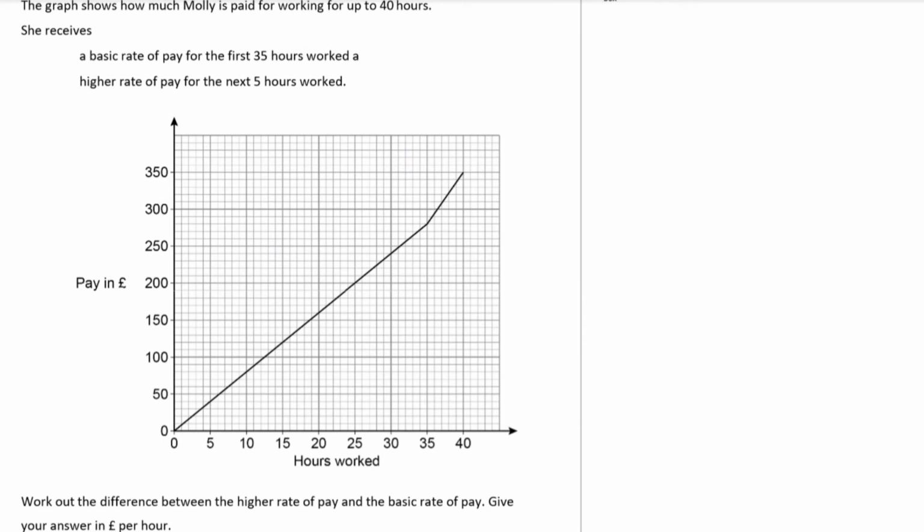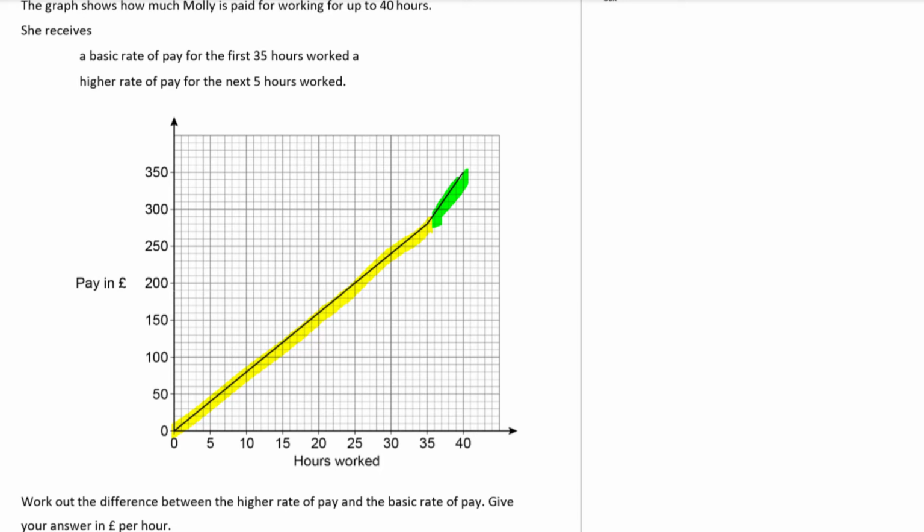Question 12. The graph shows how much Molly is paid for working for up to 40 hours. She receives a basic rate of pay for the first 35 hours worked and a higher rate of pay for the next 5 hours worked. Okay, so you can see that the gradient is steeper in the last 5 hours, isn't it? So this is going to be her basic pay from here to here. And this bit up here where the gradient increases, that's the higher rate of pay represented by the higher line on the graph. Okay, so what do we need to do? We need to work out the difference between the higher rate of pay and the basic rate of pay. Give your answer in pounds.